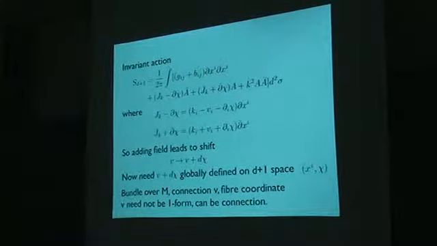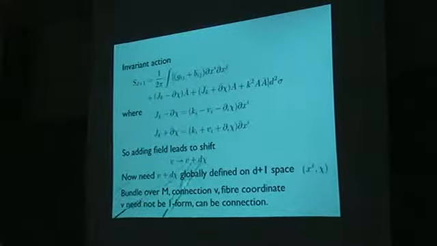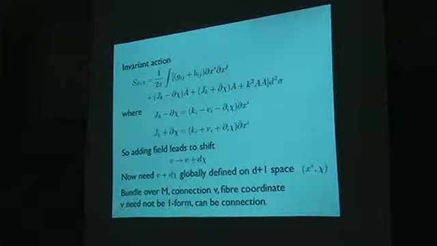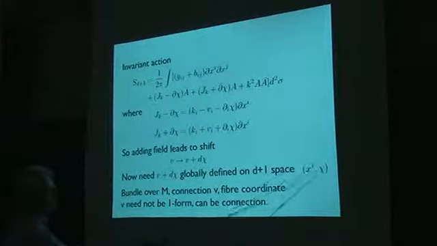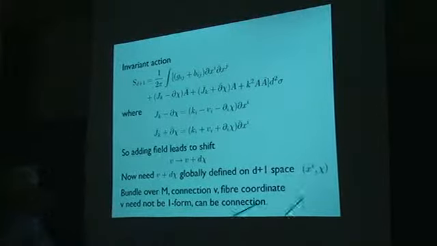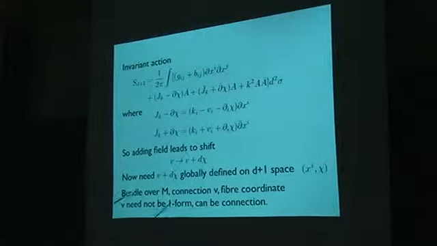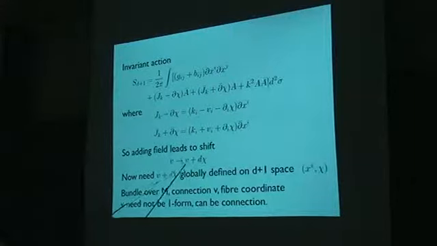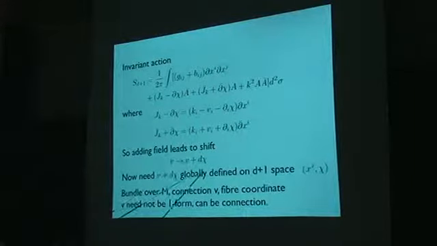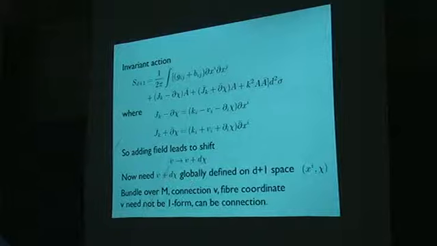Before, the problem was that we needed V to be globally defined on the d-dimensional space, but now V occurs in the full combination V plus D chi, and we require this to be globally defined on this bigger, d plus one dimensional space, corresponding to the d-dimensional space with coordinates x and its extra coordinate chi. And here we don't need V to be globally defined because we've got some ambiguity: we can shift V by D of something and then compensate by a shift of chi by minus that something.